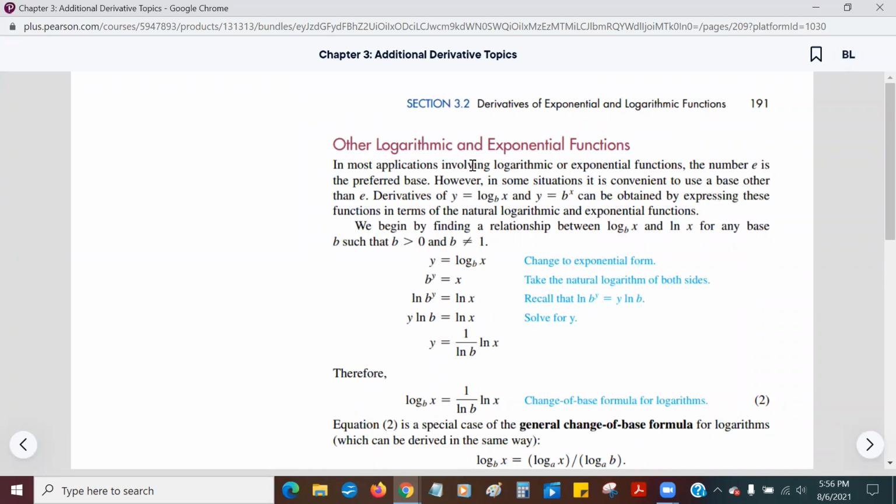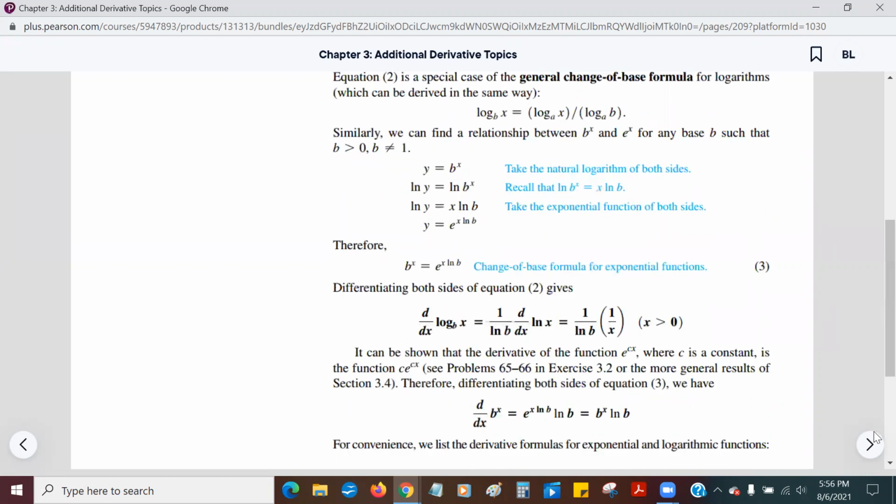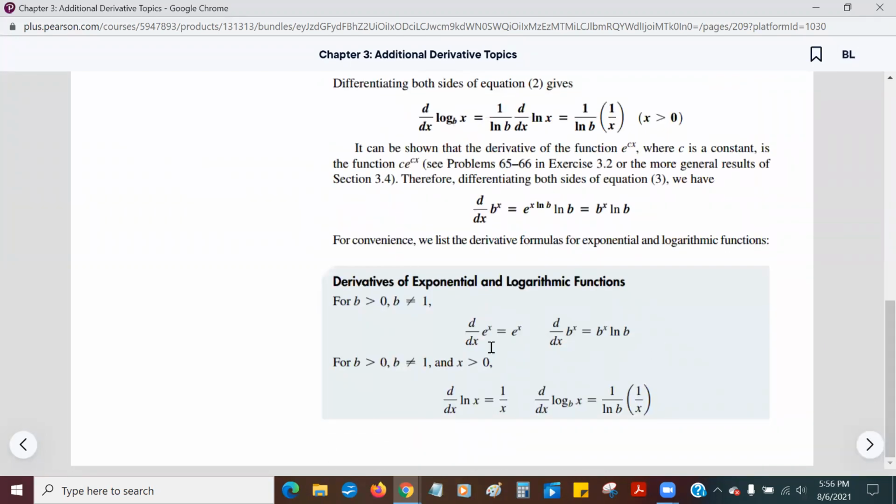And what about other logs and exponentials, meaning other bases? So for other bases, here's a nice little chart. The derivative of e to the x is just plain e to the x. The derivative of b to the x, where b is some other base, like base 2, base 10, base 17, whatever, is going to be b to the x times ln b. The derivative of ln x is 1 over x. The derivative of log base b of x is 1 over ln b, times 1 over x.